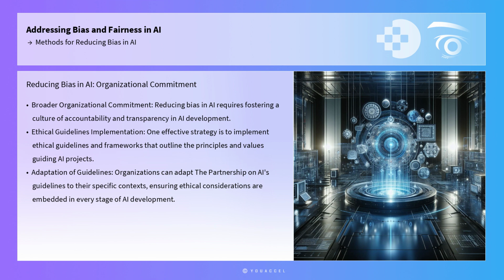In addition to technical solutions, reducing bias in AI requires a broader organizational commitment to ethical AI practices. This involves fostering a culture of accountability and transparency in AI development. One effective strategy is to implement ethical guidelines and frameworks that outline the principles and values guiding AI projects. The Partnership on AI, for example, has established a set of guidelines emphasizing fairness, transparency, and accountability in AI systems. Organizations can adapt these guidelines to their specific contexts, ensuring that ethical considerations are embedded in every stage of AI development.